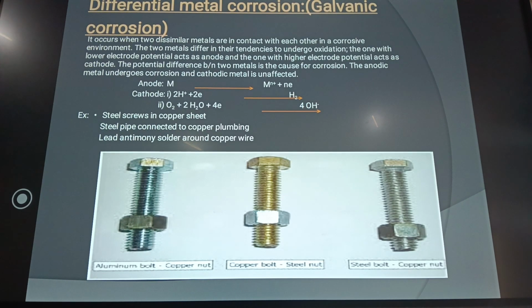One metal has a tendency to undergo one type of reaction, that is oxidation. The other metal undergoes another type of reaction, which we can call a reduction reaction. So whenever the properties of two metals are different and they are present in the surrounding environment, the one which easily undergoes oxidation behaves as the anode, and the one which easily undergoes reduction is considered the cathode.